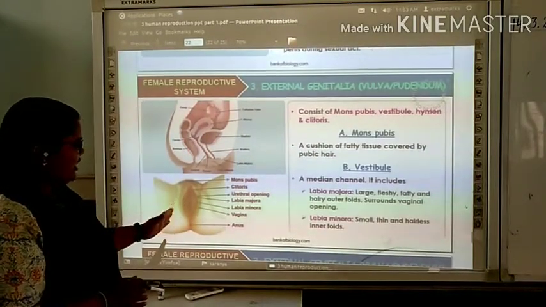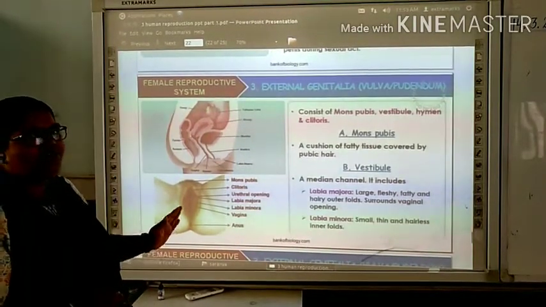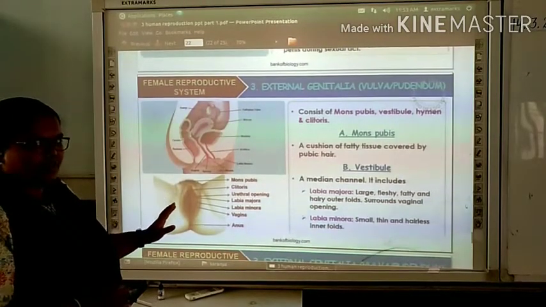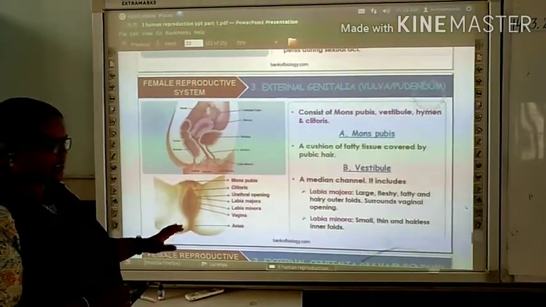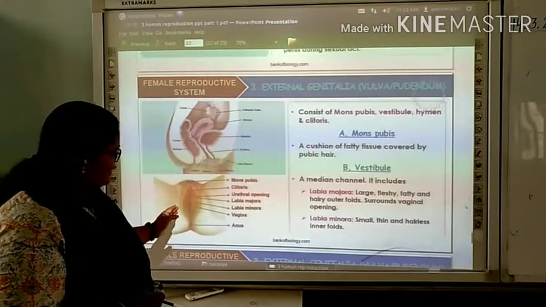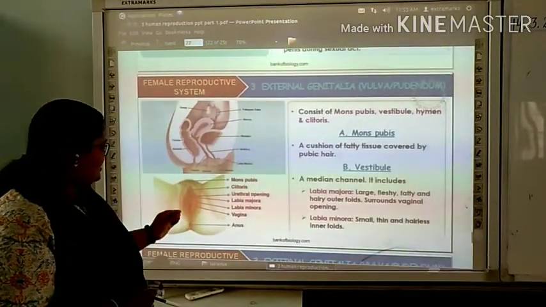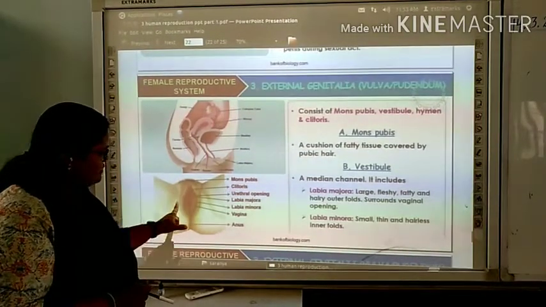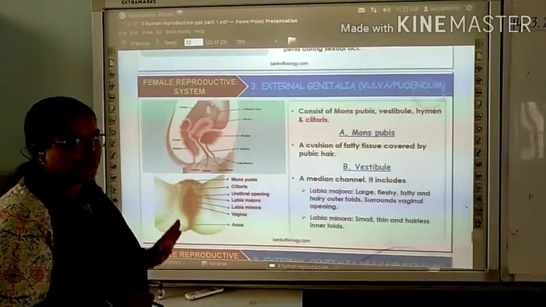Inside the labia majora, there are somewhat inner foldings. You can see somewhat small inner folding, right? But it is thin, and there will be no hairs present. So inside the labia majora there is an inner folding which is small and thin, with no hairs present. The inner folds are also a covering for the vagina, right?